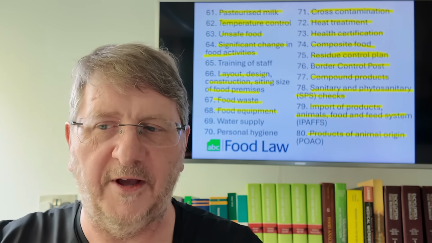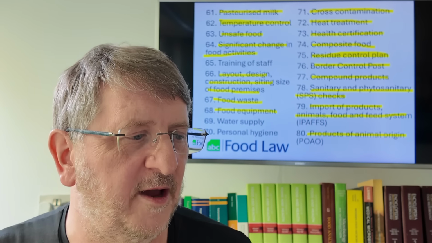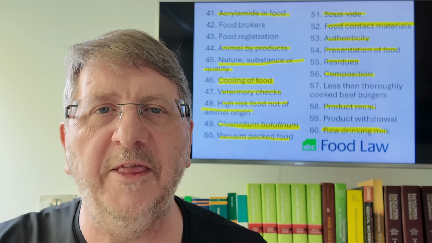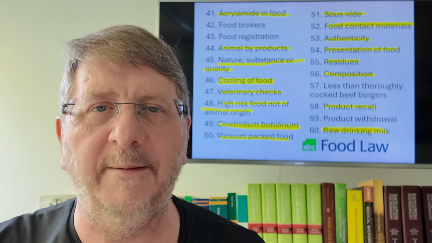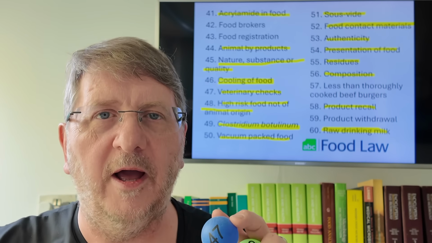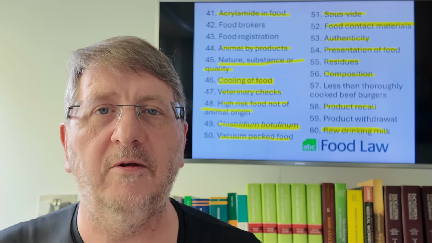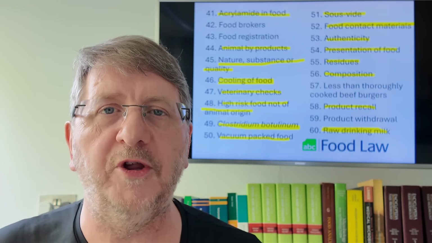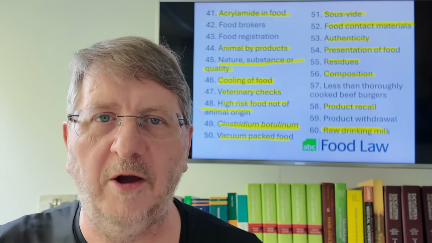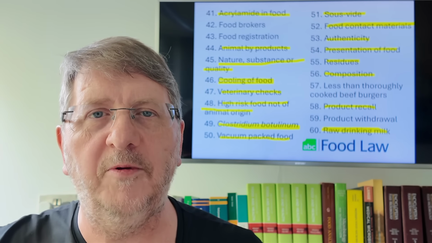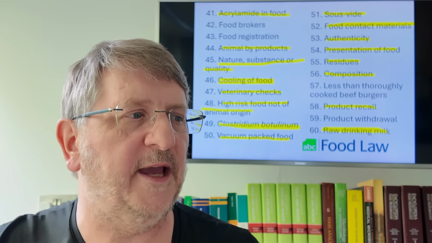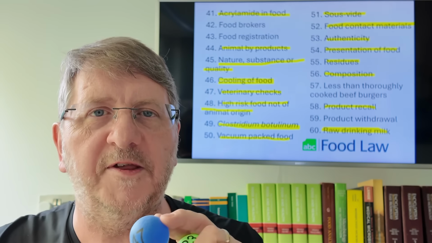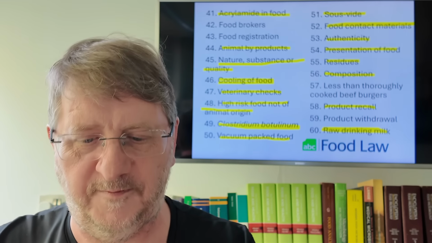I'm getting near the bottom of the bucket of balls here. So number 47, veterinary checks. Veterinary checks are performed at the border control post on products of animal origin by your official fish inspectors and veterinary officers at a port of entry, the border control post. So if you're importing a product of animal origin, meat, fish, dairy or eggs, you pre-notify using IPAFFS. They'll go to the border control post, veterinary checks will be carried out, and then the product will be, assuming it passes veterinary checks, released with its appropriate CHED endorsed.